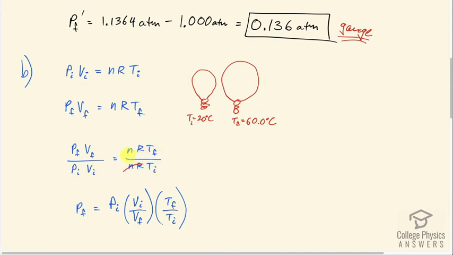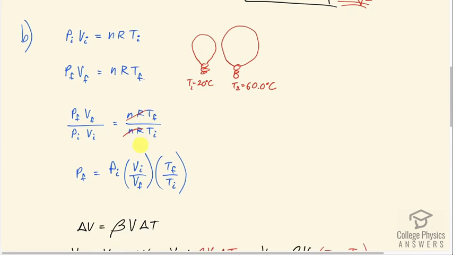And the nR is a common factor that cancels. And we're solving for PF by multiplying both sides by P initial times volume initial divided by volume final. And we have then the final pressure is the initial pressure times the initial volume divided by the final volume multiplied by the final temperature divided by the initial temperature.